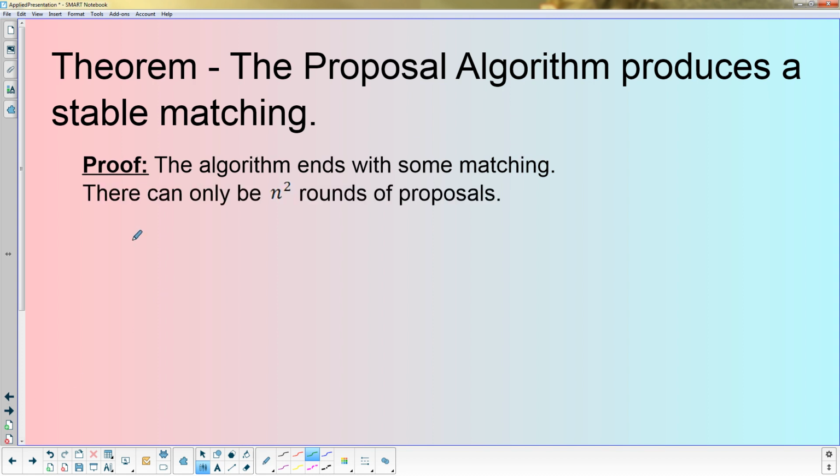There can actually only be n squared rounds of these proposals. So if you were looking at computing time for this algorithm, it would be n squared because there are n men and n women, when in all actuality it usually ends up being a lot faster than that.